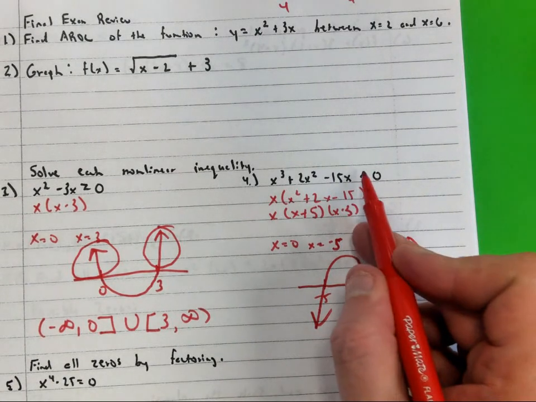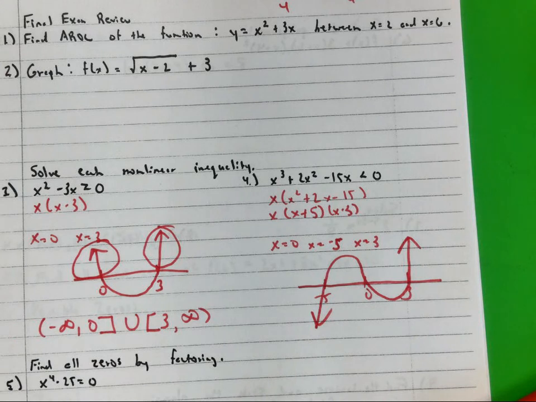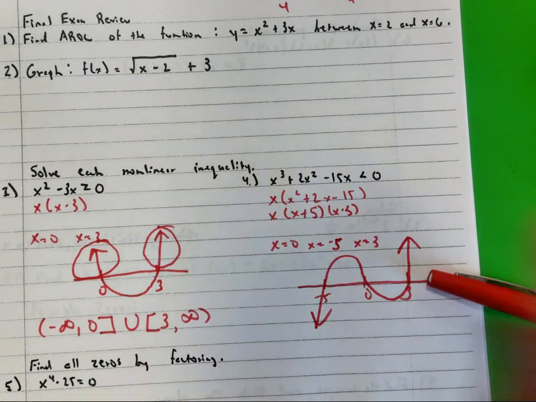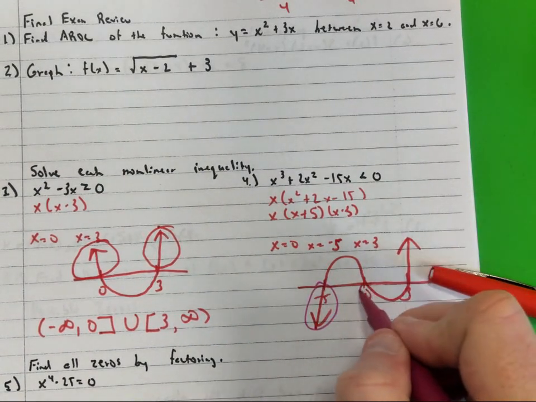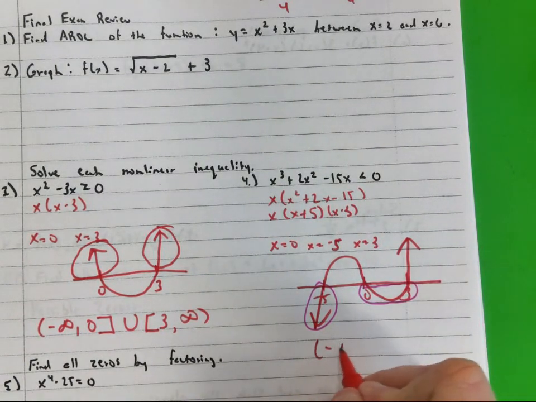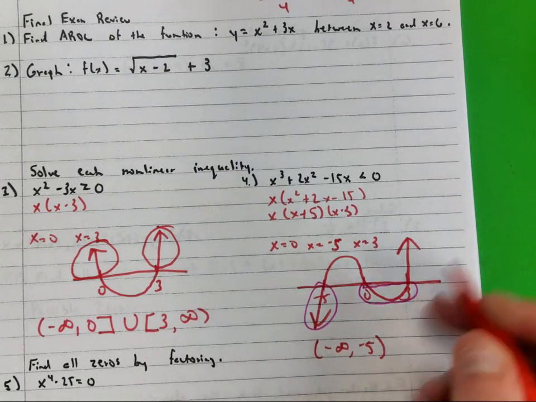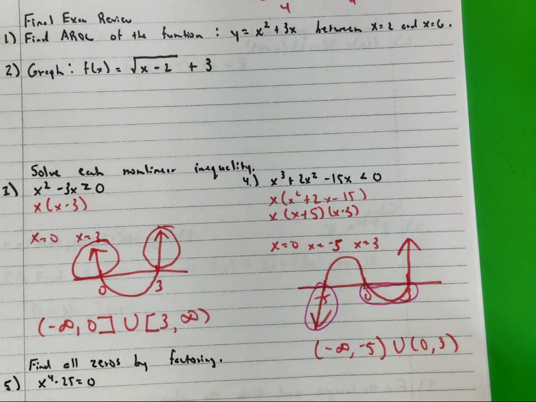Now remember, it doesn't say less than or equal to 0. So these three numbers make it 0, but it doesn't say less than or equal to 0. So what will go around those numbers? Parentheses. Do y'all remember that? Okay, so it's less than 0. So I'm talking about this area right here and this area right here, aren't I? So I'm going to write that in interval notation. That's going to be negative infinity to negative 5, union 0 to 3. And that would be my answer.